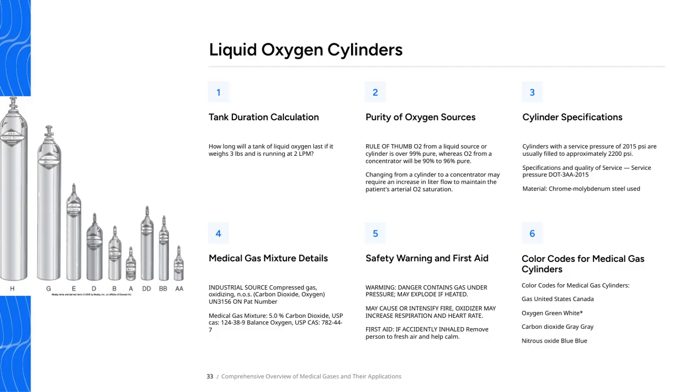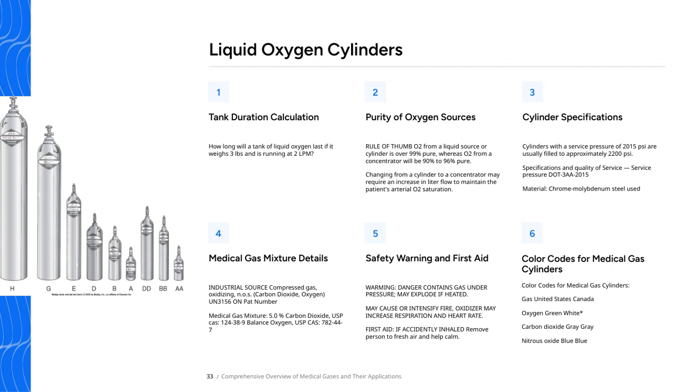A key point about oxygen sources. Oxygen from a liquid tank or cylinder is typically over 99% pure, which is more than enough for most medical applications. In contrast, oxygen from concentrators ranges from about 90% to 96% pure. When switching from a cylinder to a concentrator, you might need to increase the flow rate to maintain the same oxygen saturation in the patient.